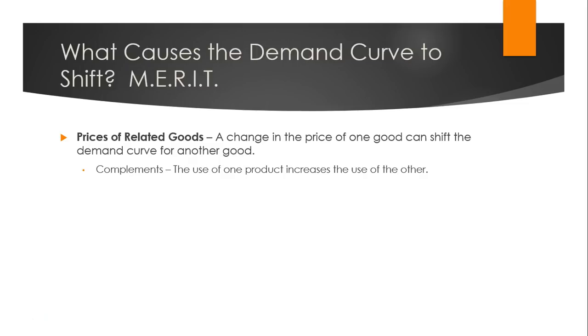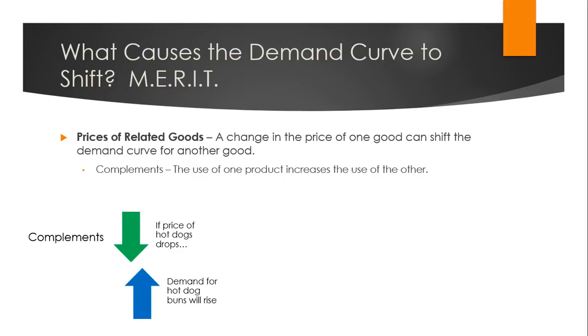So complements, obviously, are things that go together. How the use of one product increases the use of another, that is what we call a complement. So think of a complement when we talk about prices. Here's my example: hot dogs and hot dog buns. So just talk it through.